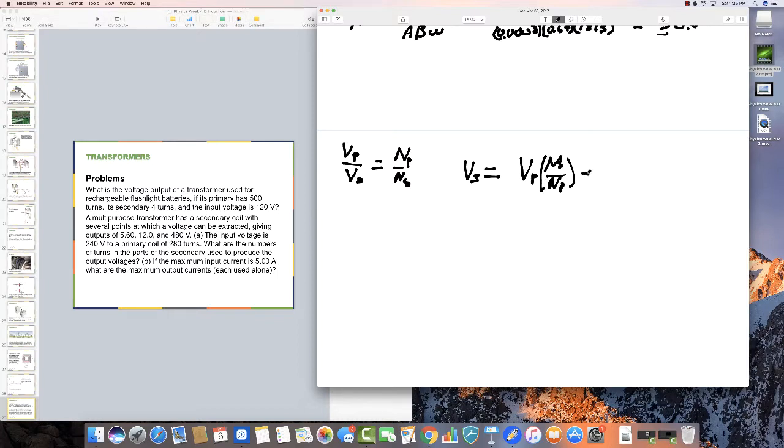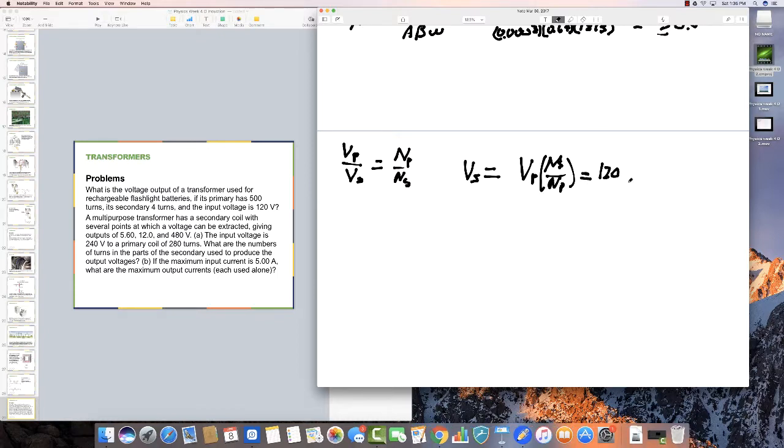In our case, we have the input, the primary voltage is 120. The secondary is 4, and the primary is 500. So this is a step down. And you have 0.96 volts in the secondary.